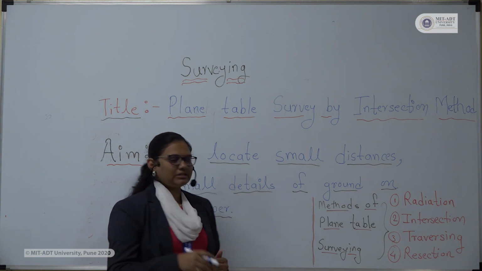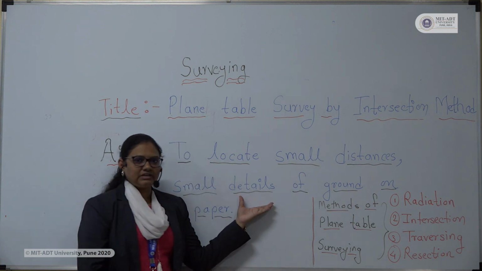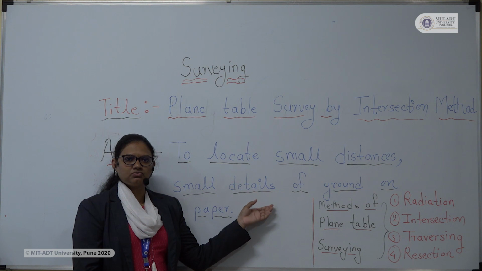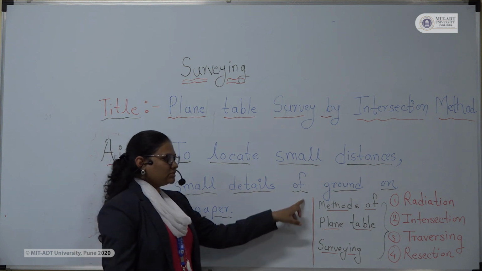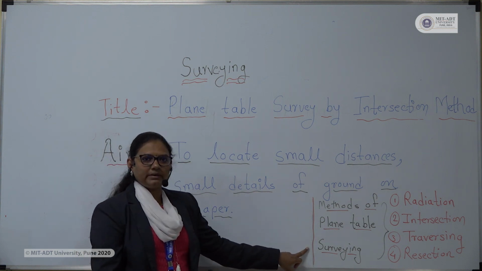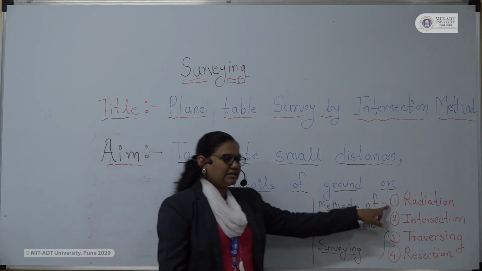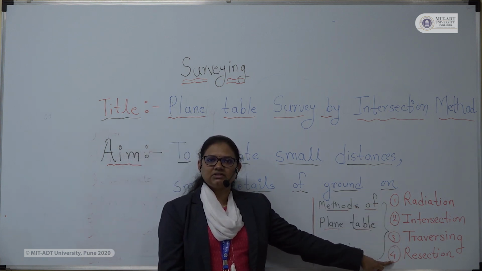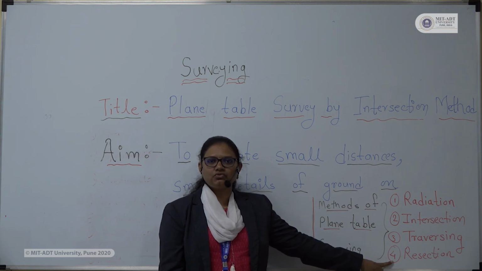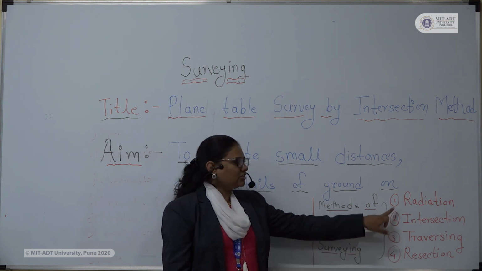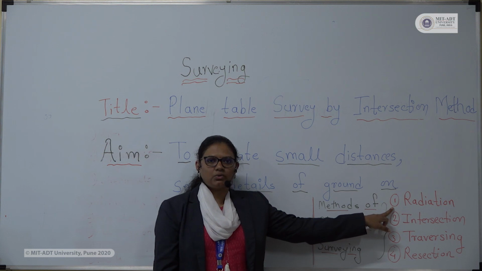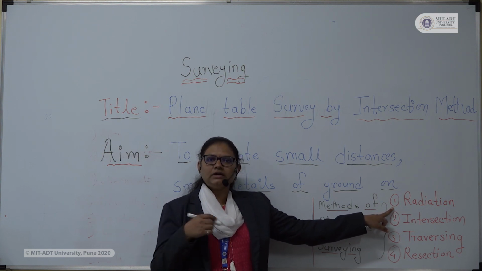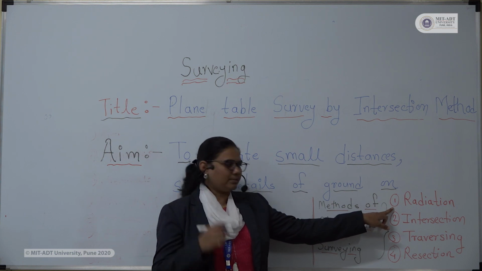Before performing the practical, we will see roughly which are the different methods used for plane table surveying. These are the different methods: radiation, intersection, traversing and resection. These are the four methods which are generally used for plane table surveying. Radiation method is used whenever we have to locate the plot boundaries, or where it is very easy to draw rays between two points on the paper.